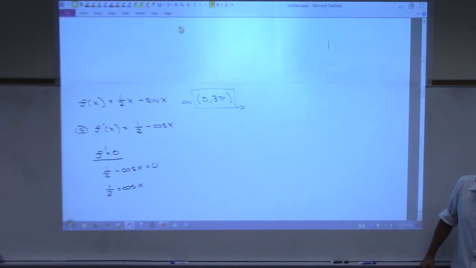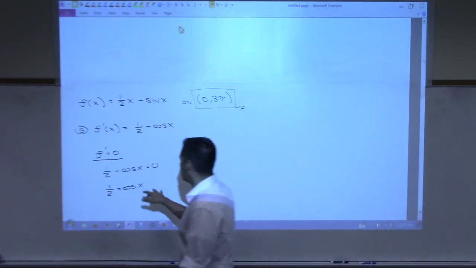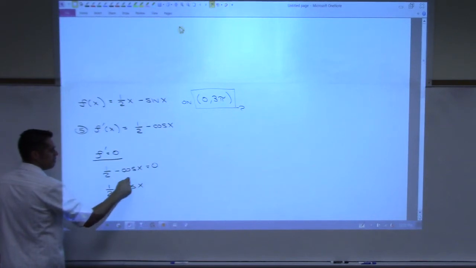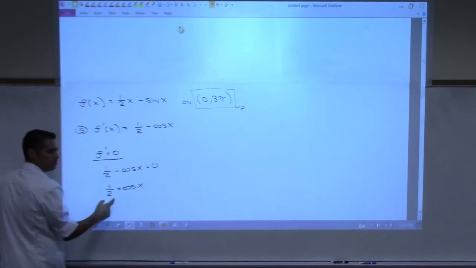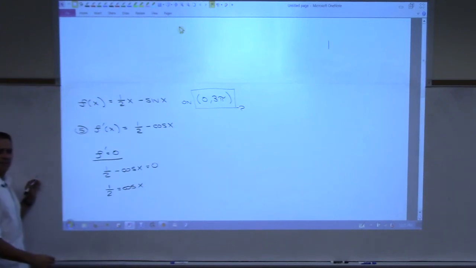You drop negative. No, but you have to divide it by the negative 1. I just added cosine to both sides. Add cosine. Is that okay? Simple math.